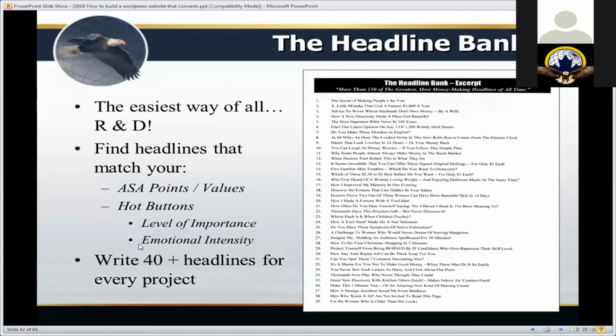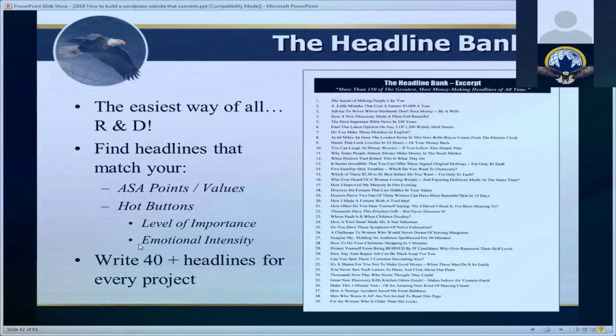So here's what we call the headline bank. As I just mentioned, the easiest way to create a headline bank is to research and then duplicate. So what you do is you take a look at headlines that match your articulated sales argument points, your hot buttons, your level of importance and emotional intensity, and then you write about 40 headlines for every single project you're doing. And with that, I'm going to wrap it up and pass it over to Jason, and we're going to be talking about how to implement headlines in your WordPress site.